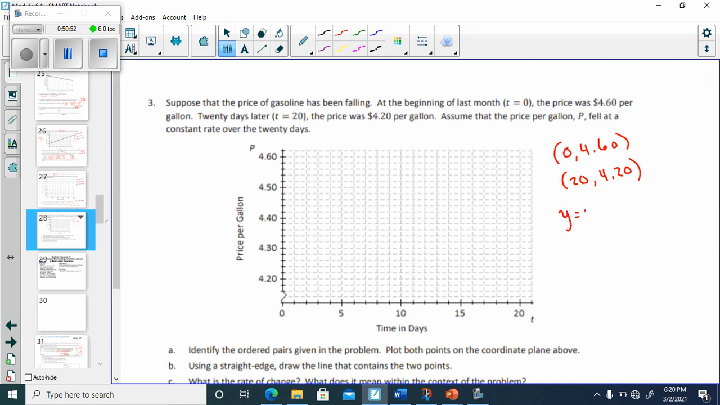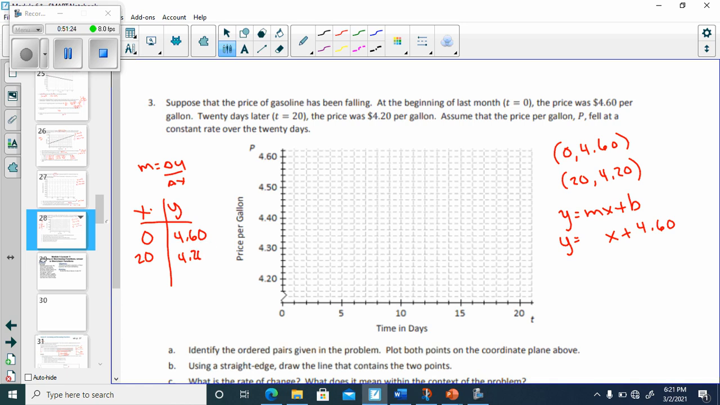We start with Y is equal to MX plus B. Okay? Where did it start? It started at day 1 at $4.60. Okay, so we put that there. It's falling. We need to find the M. Okay? Our M, change in Y over change in X. Here's our X and here's our Y. When our X is 0, our Y is $4.60. When our X is 20, our Y is $4.20.